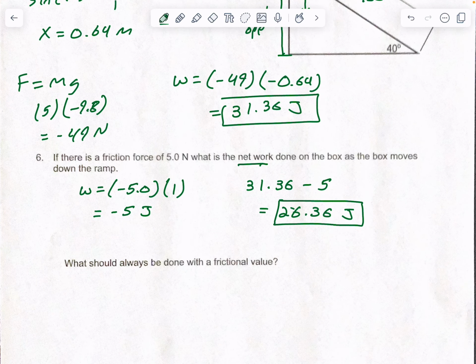What should always be done with the friction value is, you should either make it negative or just subtract it. Again, this question was purely to make sure you're paying attention to friction force, direction, when to make things negative or when to make things positive. Okay, and that'll end that one. In the next video, we'll do more practice on how to solve all these works.